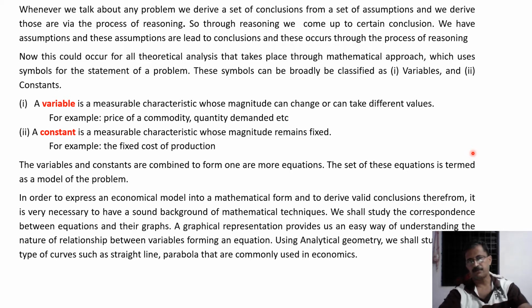These symbols can broadly be classified as variables and constants. What is a variable? A variable is a measurable characteristic whose magnitude can change or can take different values. Examples: price of a commodity, quantity demanded, etc. A constant is a measurable characteristic whose magnitude remains fixed. Examples: the fixed cost of production.